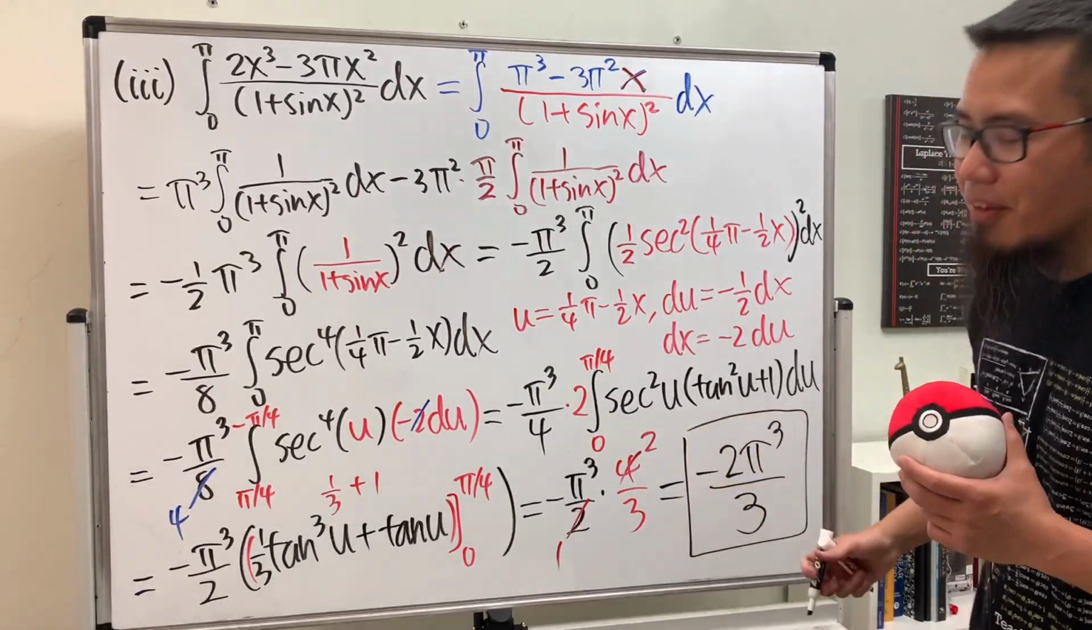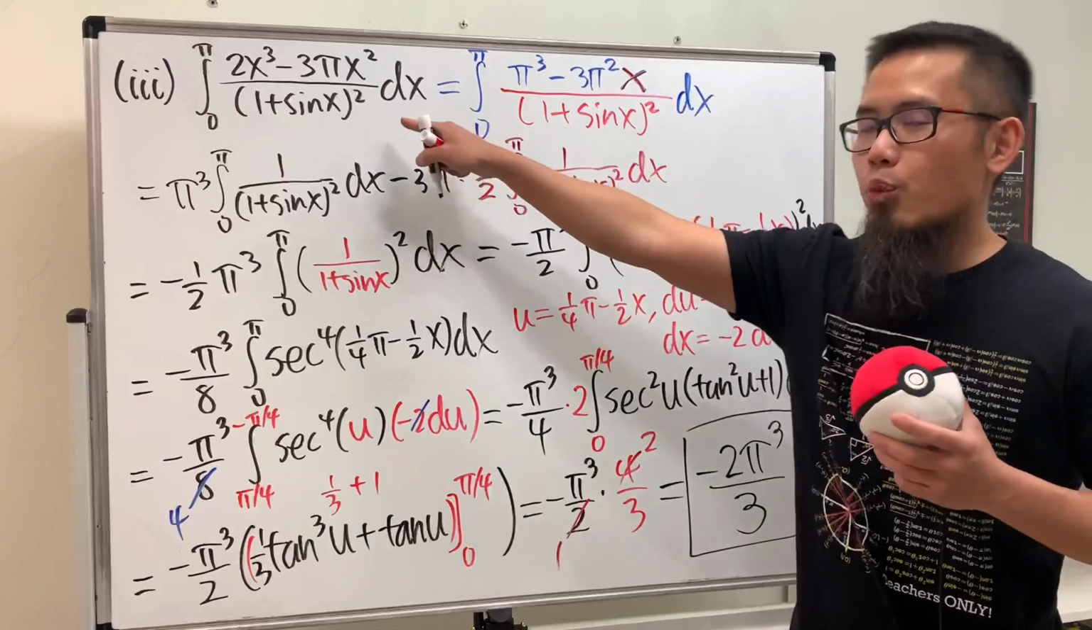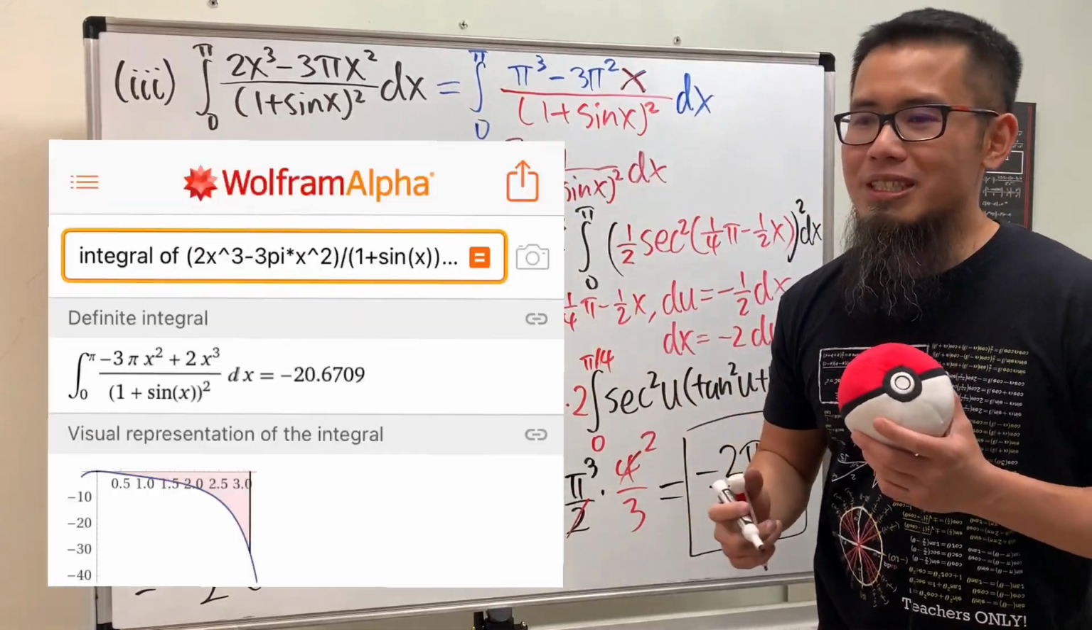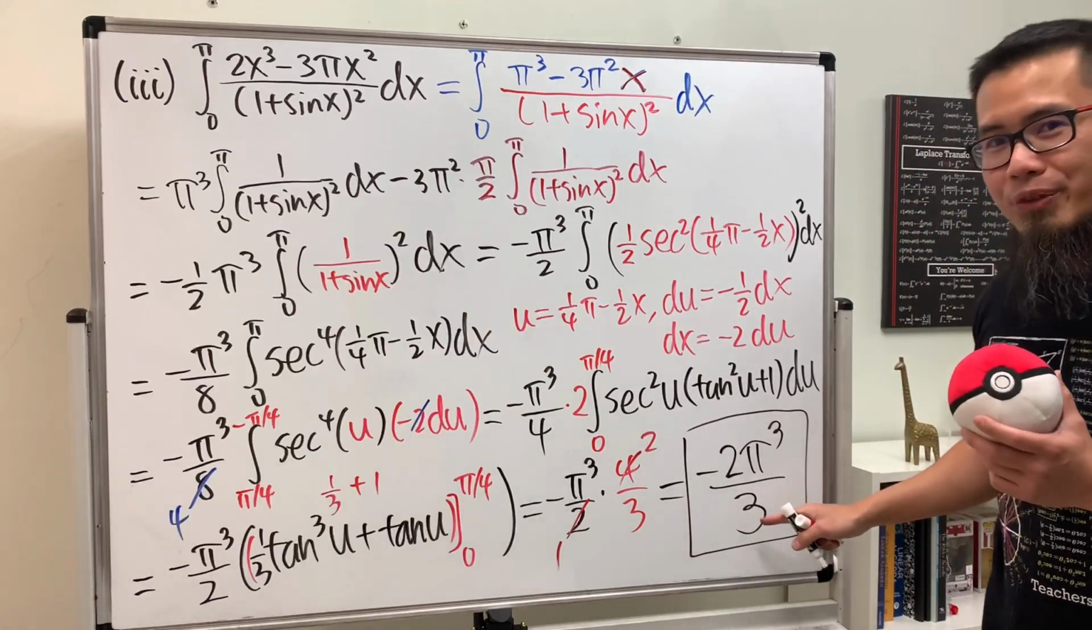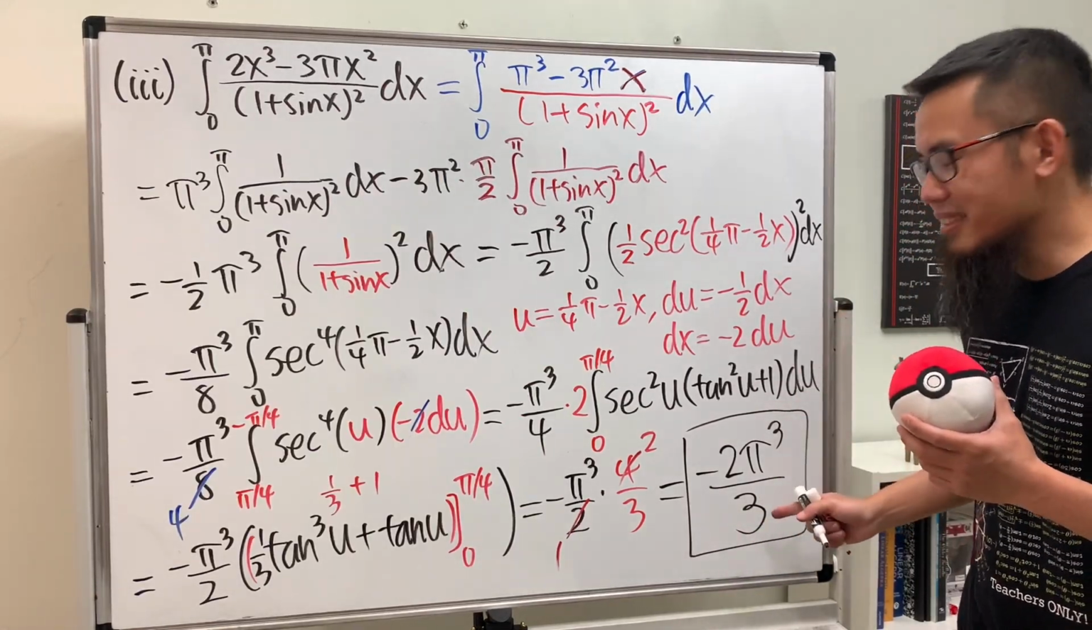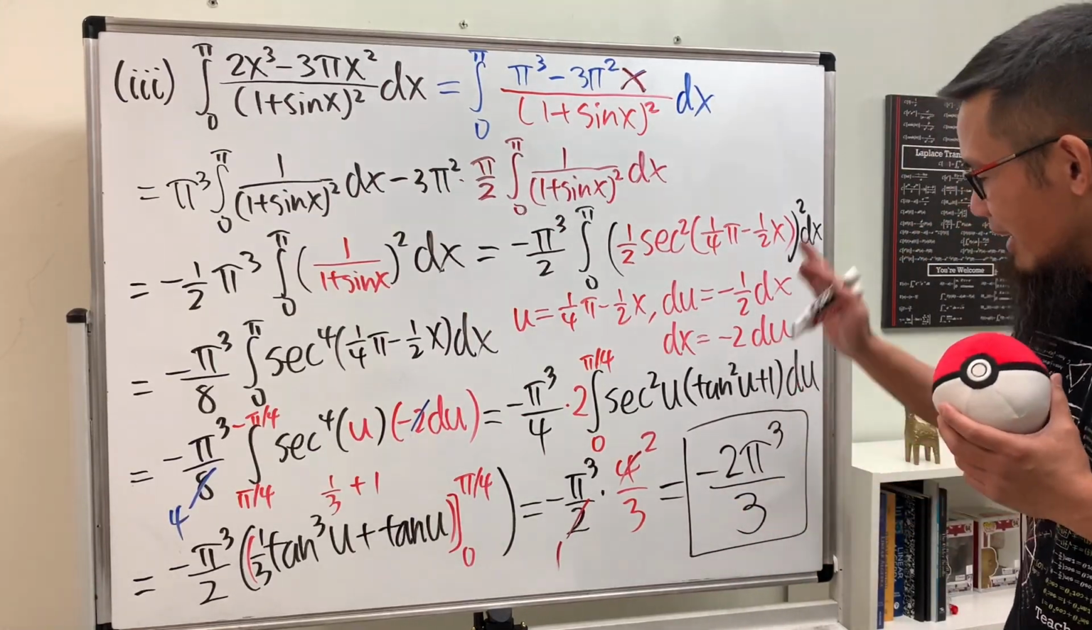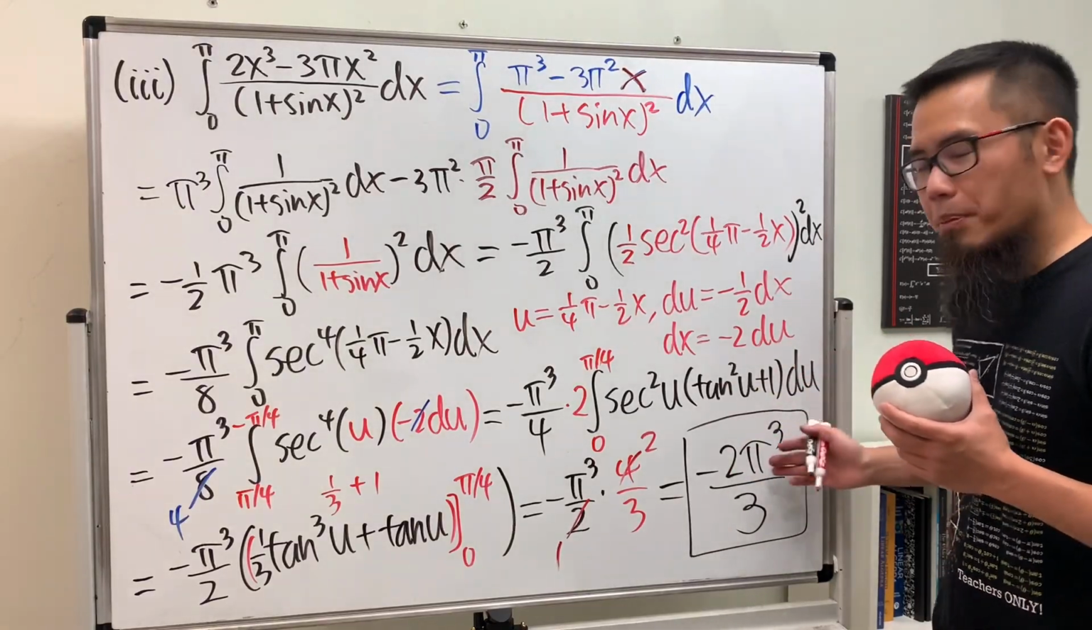And you know what? Let me tell you this fun fact. If you enter that, Wolfram Alpha can only give you a decimal answer. But we found it. This right here is the exact answer in terms of pi. Negative 2 pi to the third power over 3.